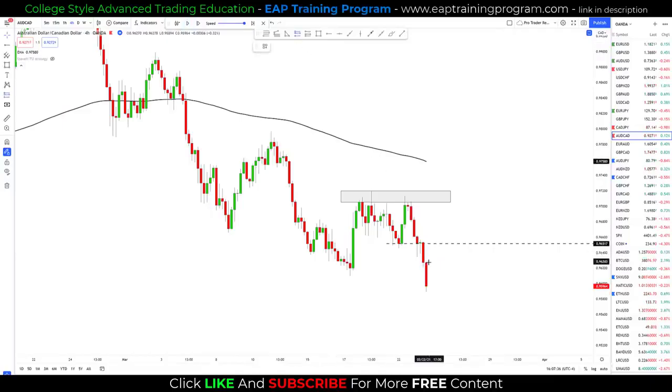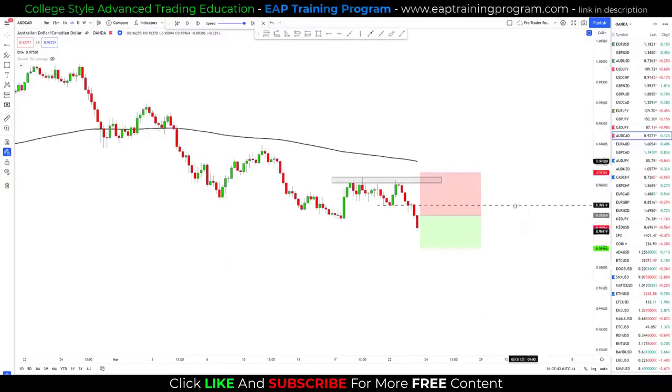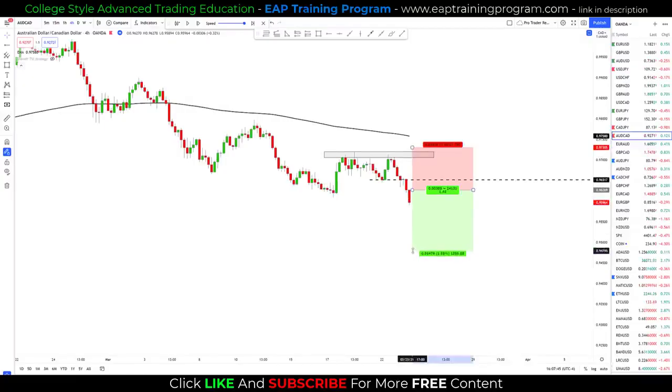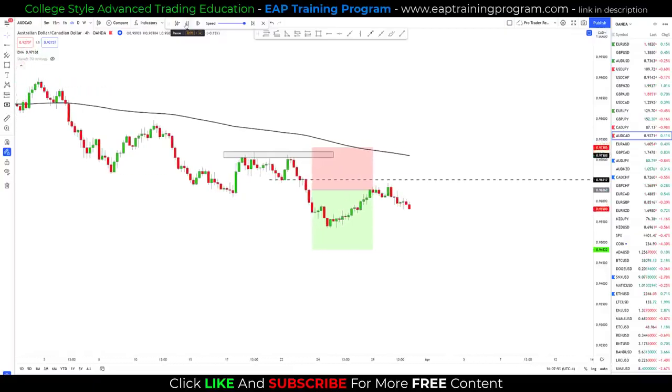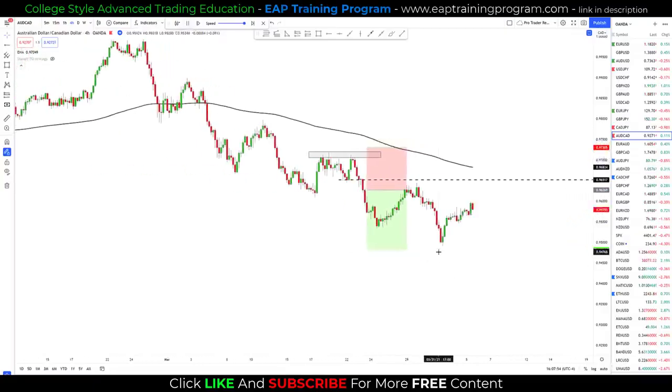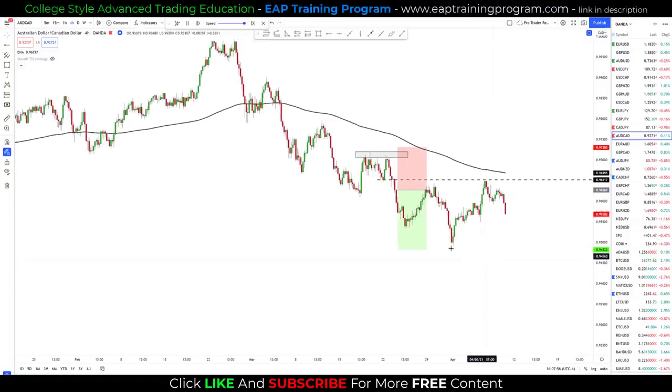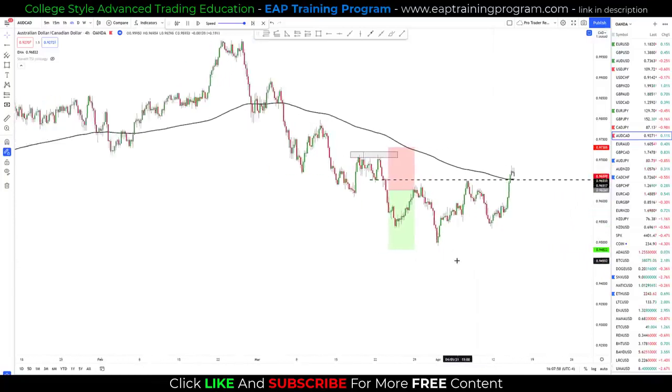We have an entry right here, stop loss above the double top. We then have a 1.4 to 1 reward to risk ratio. And if I hit play, you will see that this trade eventually comes down. This is how trading goes sometimes, guys. So I'm gonna let this run.